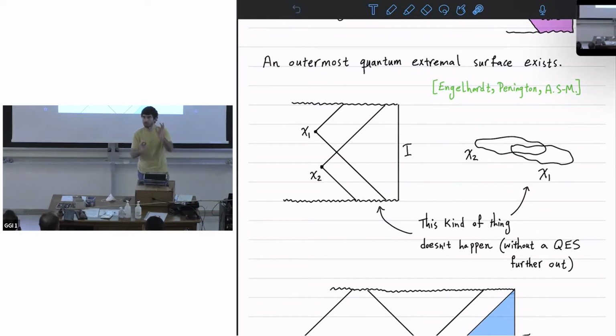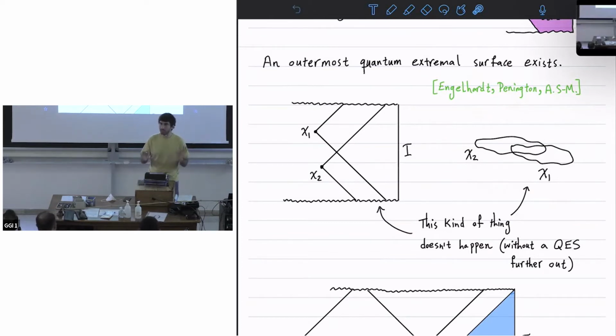where you have quantum extremal surfaces, or classical extremal surfaces if you're in the classical regime, like chi1 and chi2, that are furthest out in a sense, but neither one of them is outside the other. They could be time-like separated, or partially time-like and partially space-like separated, or fully space-like separated like this. But you can rule this out assuming the quantum focusing conjecture. So an outermost quantum extremal surface is uniquely defined.